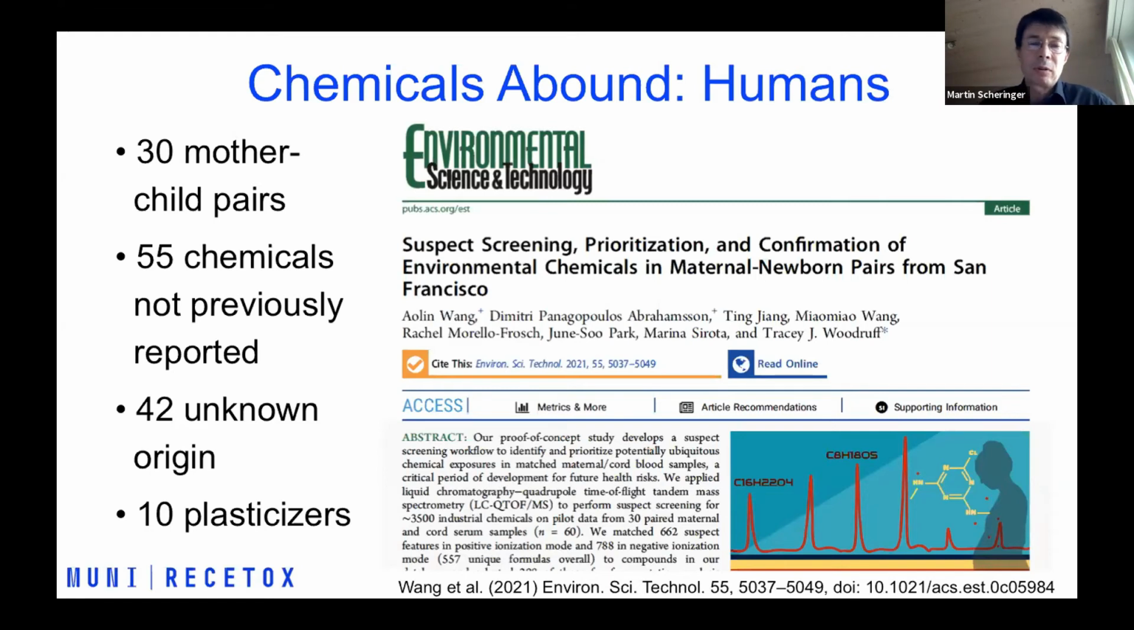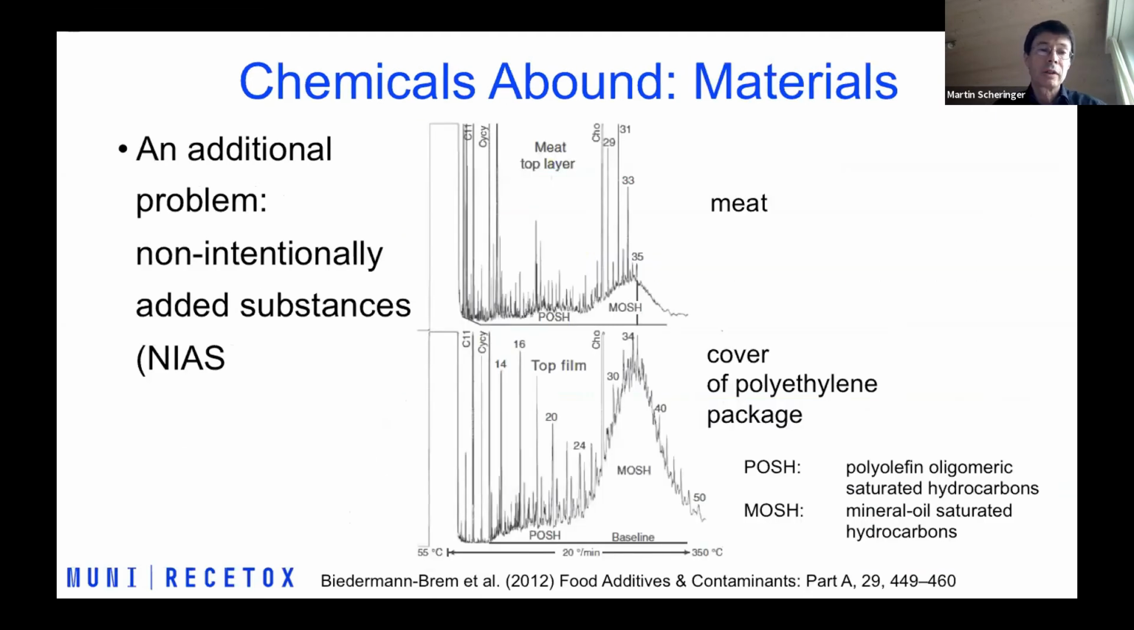So that is about chemicals in human tissue, but chemicals are also present in materials where we don't want to have them. And that's also what Martin mentioned before in the first talk this afternoon. This is non-intentionally added substances that are present in plastics, in addition to all the chemicals that are made and used intentionally. And in this slide, you see two chromatograms of extracts from a piece of meat and the package in which this meat was stored, or the cover of the package.